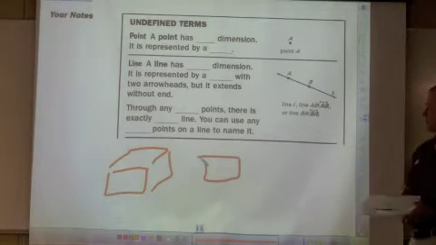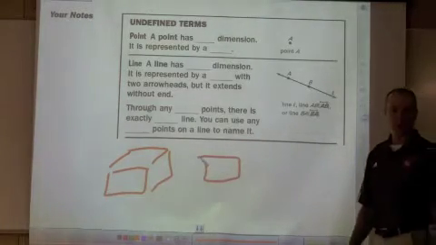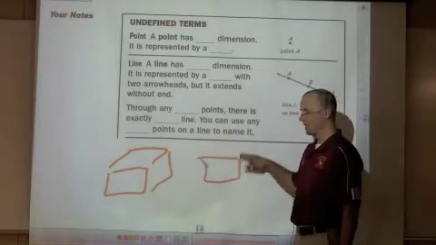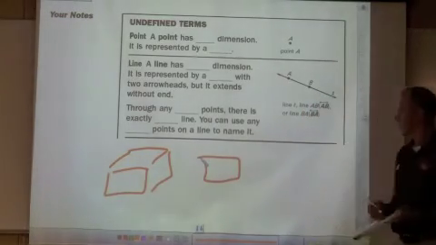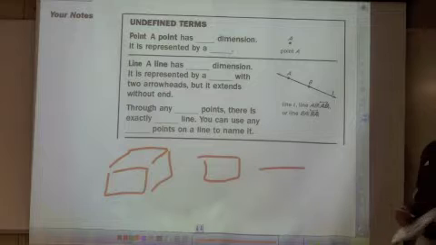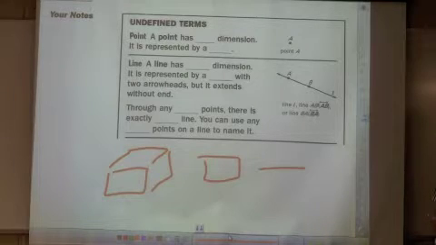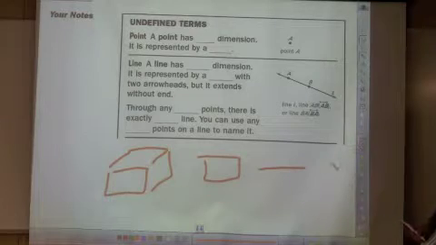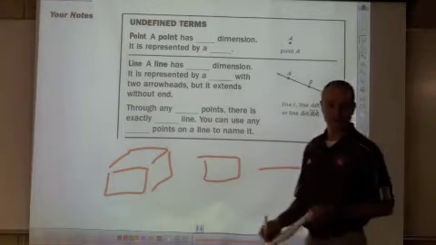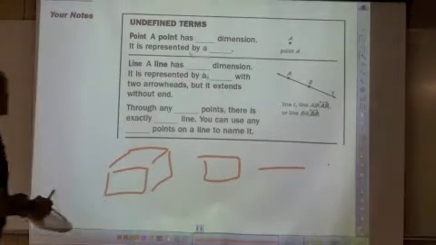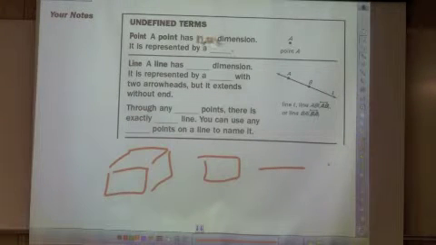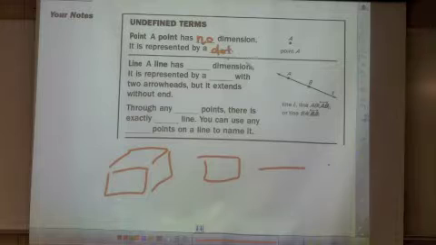So, how many dimensions does that have? That's 2-dimensional, right? It's got a length and a width. Well then, what would that be? It's got a length. Well, that wasn't a very good dot. So what's that? 0 dimension. Okay, so a point technically has no dimension. It's just represented by a dot. Theoretically, it has no dimension.